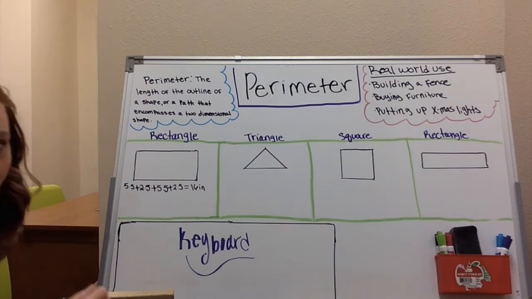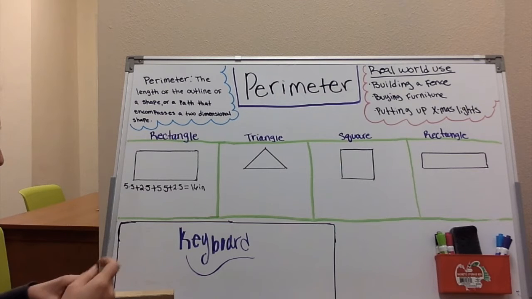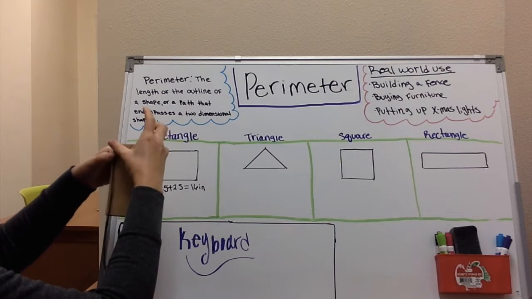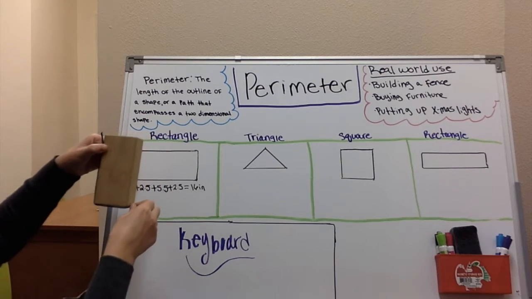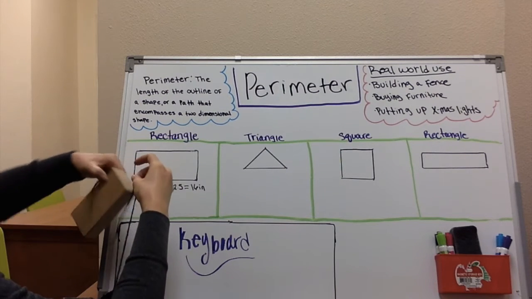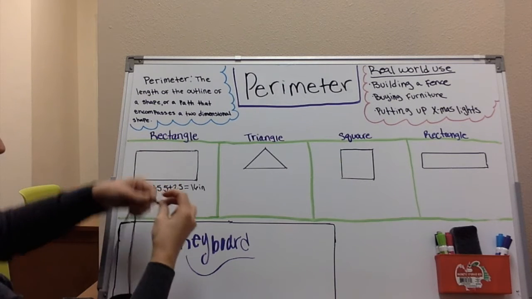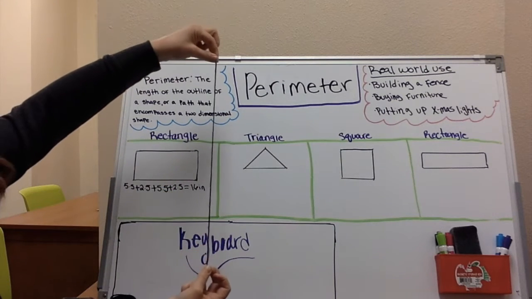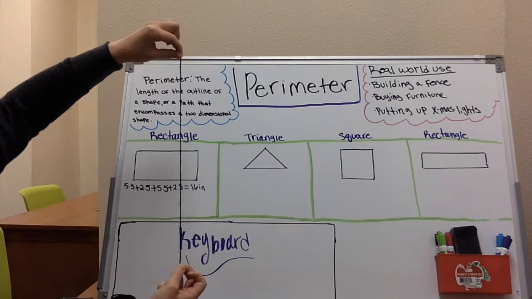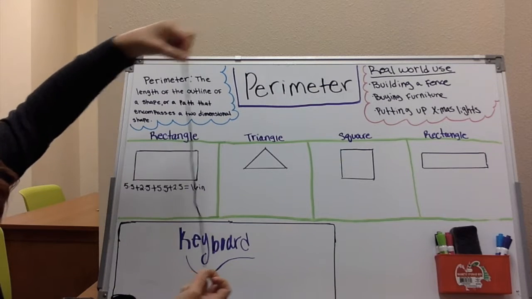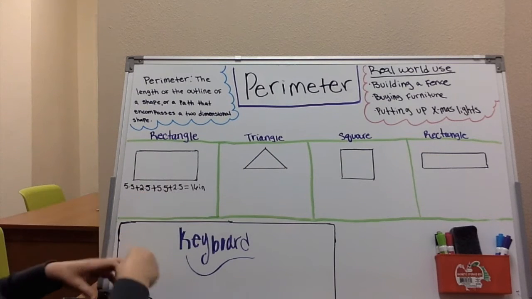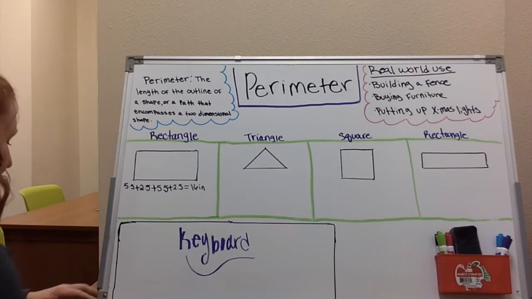Now, if you need to visualize the length of this, we start right here with a piece of yarn. We wrap it around this rectangle right here, from my fingertips to here. That's just what we measured: the length of the outline of a shape or the path that encompasses it. So if you can visualize this, this shape has turned into this length. So let's go to our next one real quick.